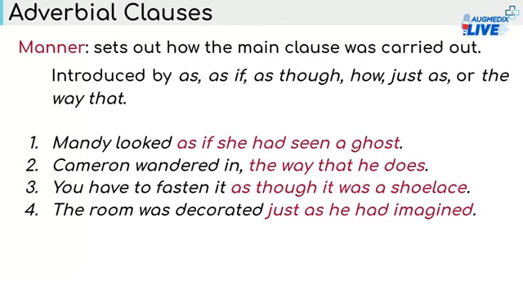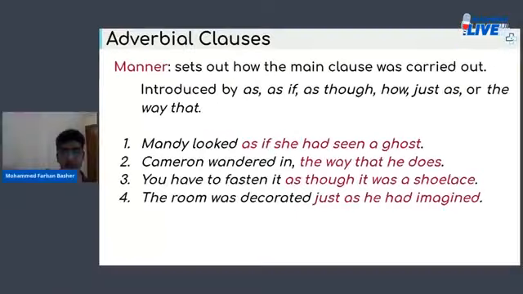You have to fasten it as though it was a shoelace. The room was decorated. How was the room decorated? It was decorated just as he had imagined. Okay, so this person whose room this was maybe had it decorated in a way just as the person had imagined this room to be. Okay, are we together on this? Let me know if we are not.